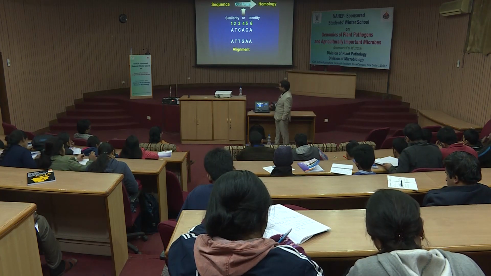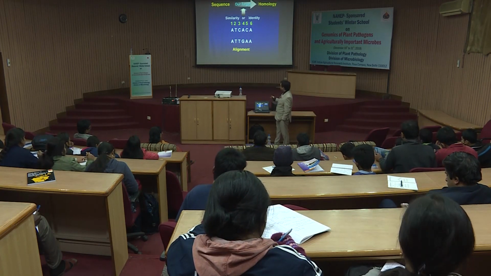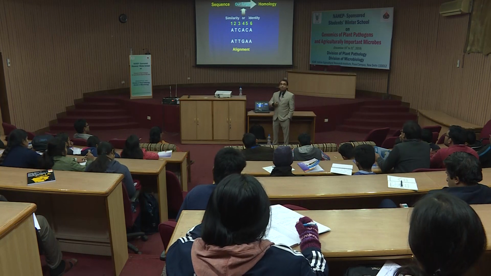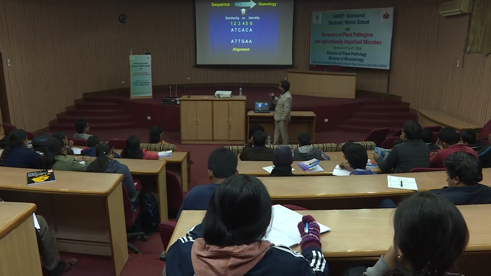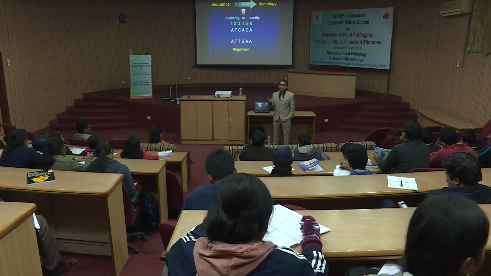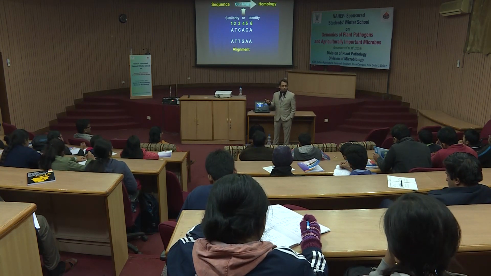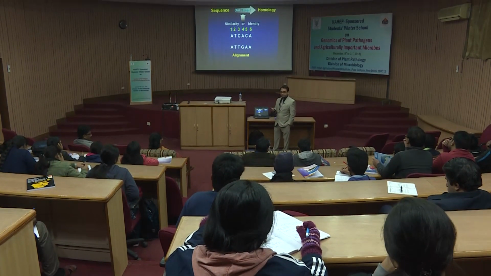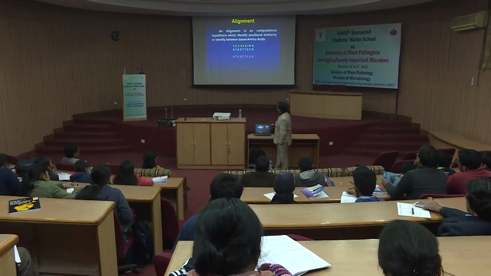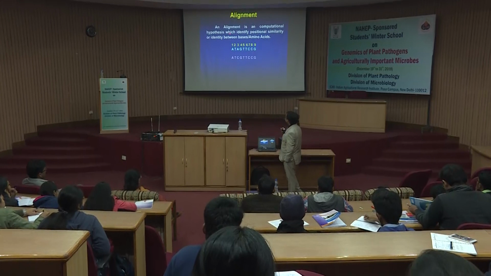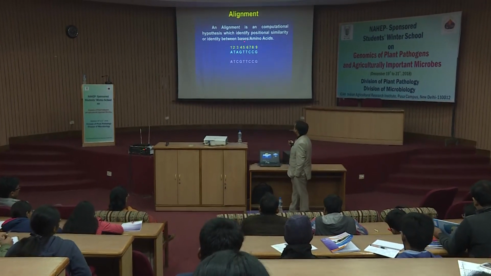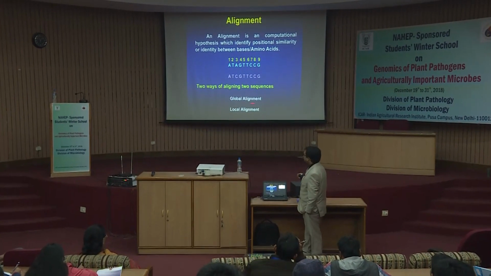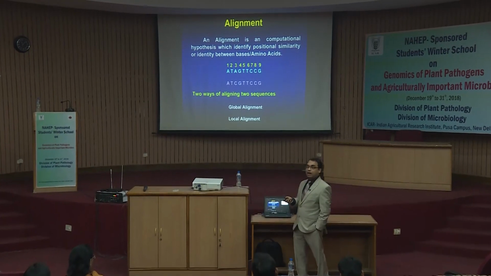So, when you find out this alignment, then we can tell how much similar, how much identical, how much non-identical or mismatch two sequences are. And if mismatch is more, then they are definitely not homologous. If identity is more, there is more probability of the 2 sequences being homologous. So, this alignment is the computational hypothesis which identifies the positional similarity or identity between bases and amino acids, and alignment is of 2 types: one is called global alignment and the second is called local alignment.